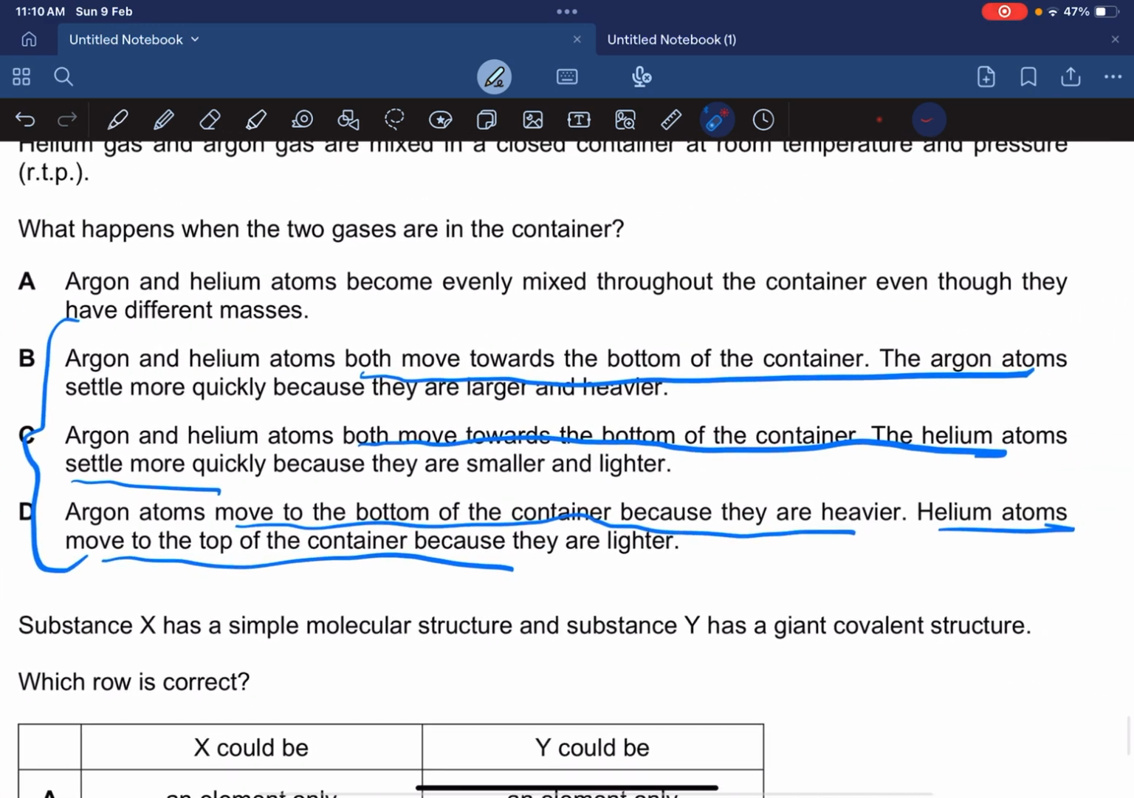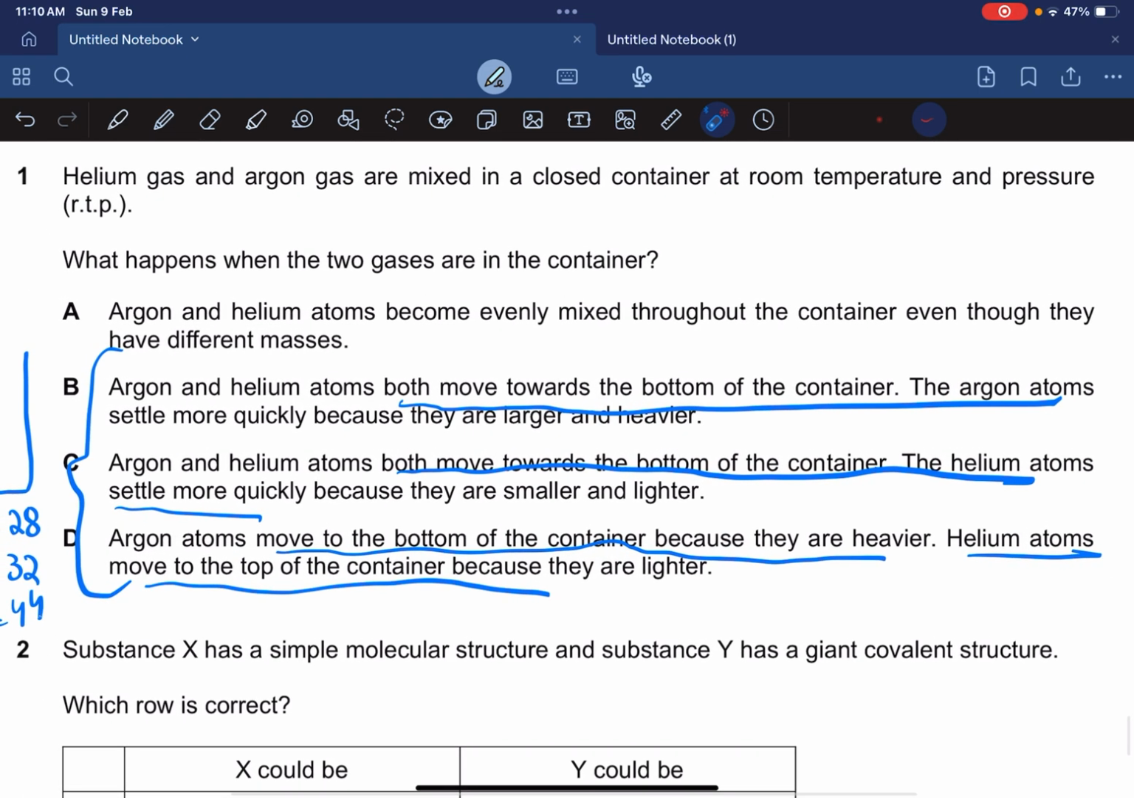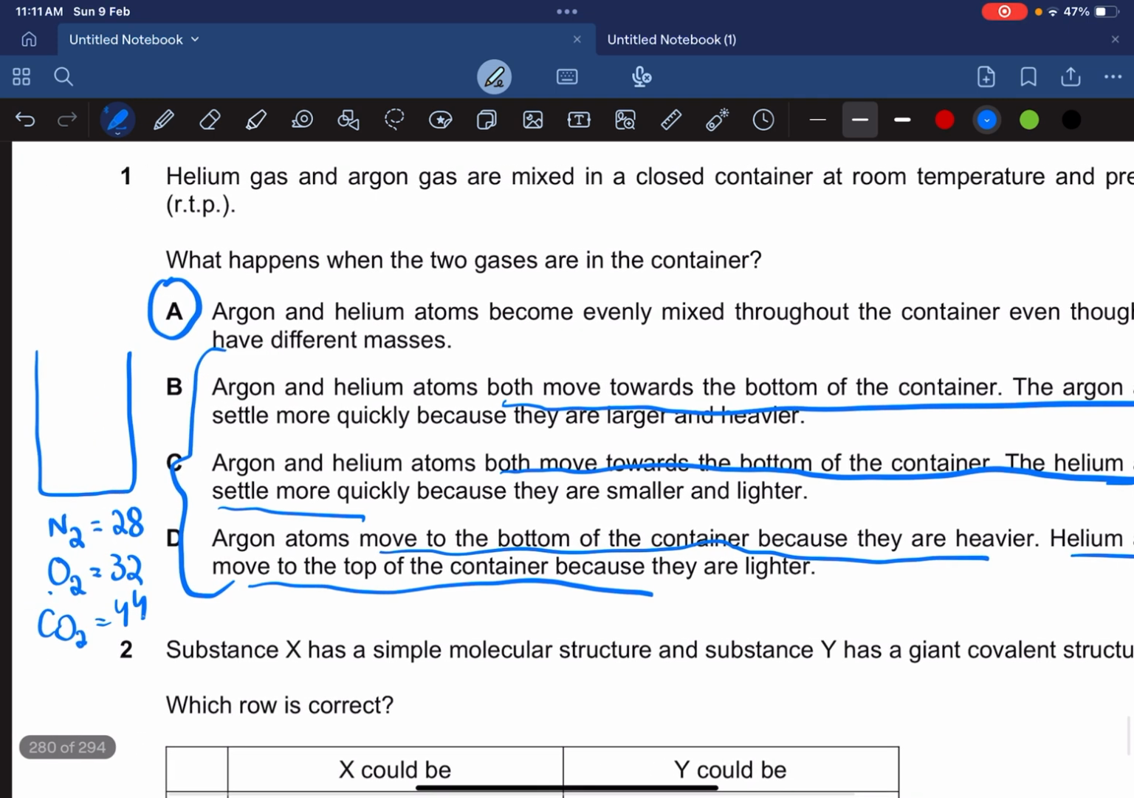Okay, in a container, it does not depend on whether a gas is heavy or light. The gas is evenly mixed. It cannot be that they move towards the bottom, then one settles. That's completely wrong. So the correct option is going to be option A, which says argon and helium atoms become evenly mixed throughout the container even though they have different masses. Even in your room, you have evenly mixed nitrogen, oxygen, and carbon dioxide. Just because one gas is heavier and other is light does not mean that one's gonna be settling at the bottom and one's gonna be on the top.